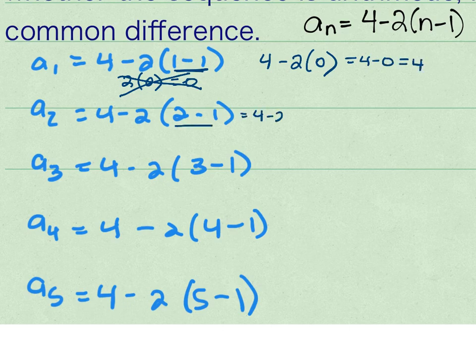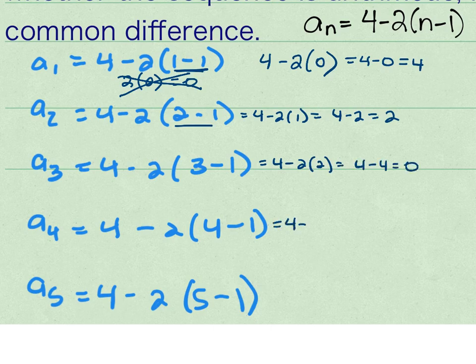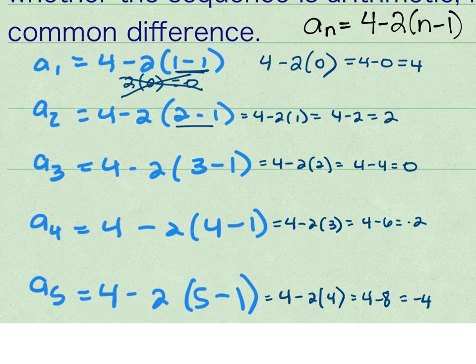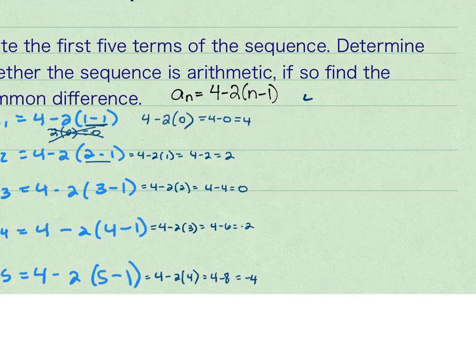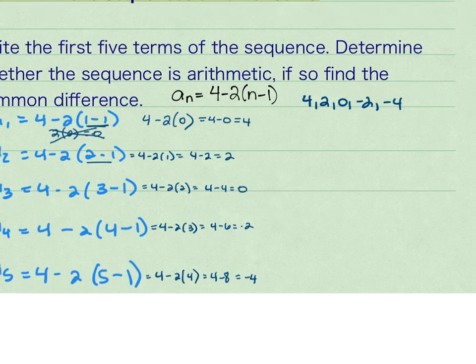So 4 minus 2 times 1, 4 minus 2, which is 2. 4 minus 2 times 2, 4 minus 4. 4 minus 2 times 3, 4 minus 6. And 4 minus 2 times 4, 4 minus 8. So my terms are 4, 2, 0, negative 2, negative 4.